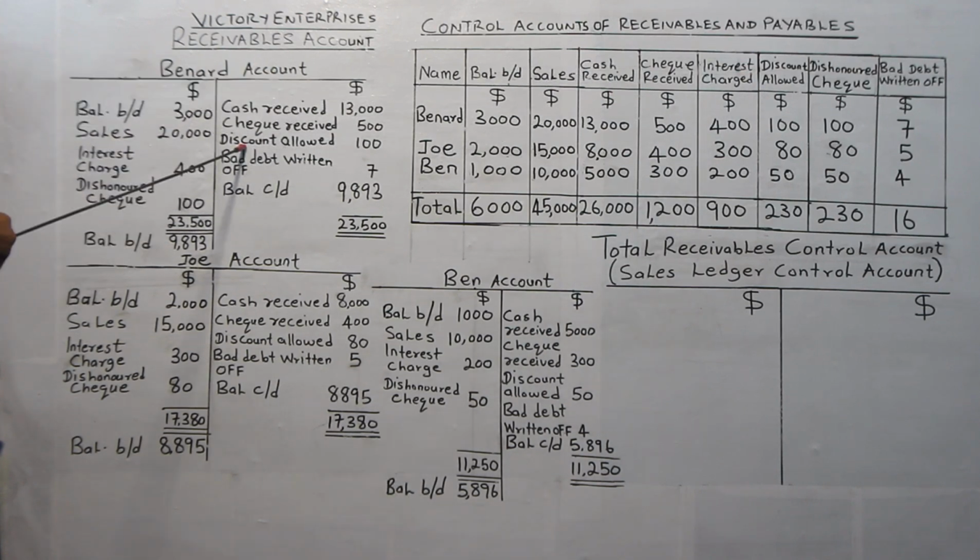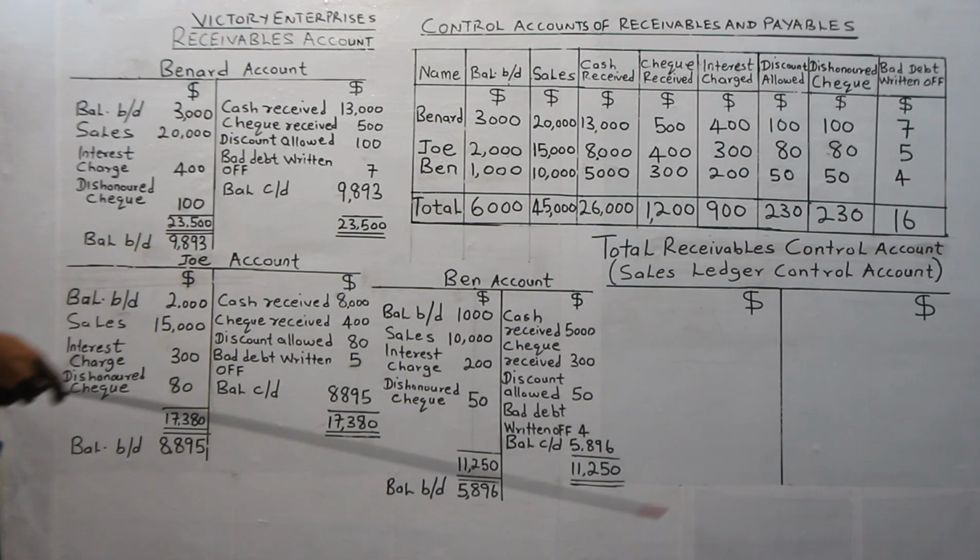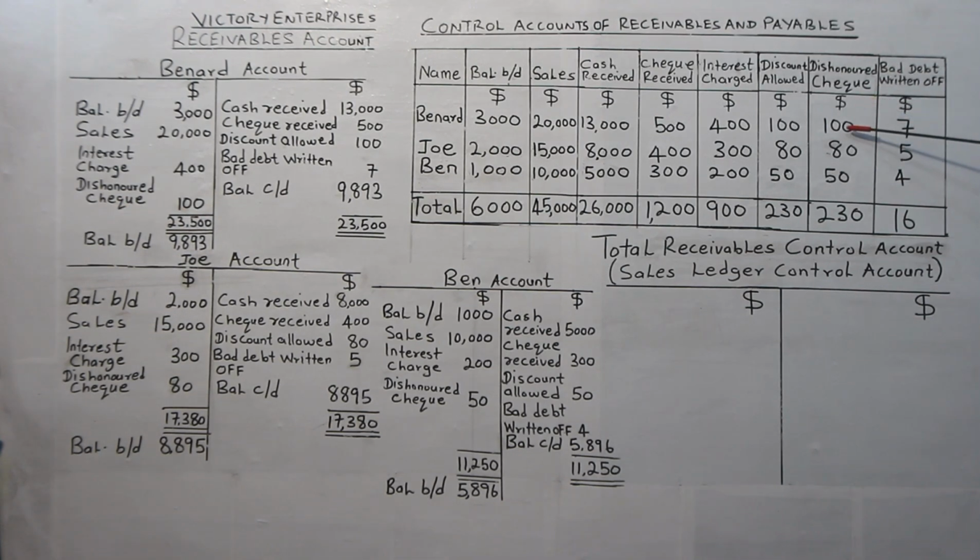Then we have discount allowed, which is 100. Taken to the discount allowed, you can see it's 100. Then we have dishonor check 100. So the dishonor check for Bennett is 100. Then we have the bad debt written off 7. You can see it here, bad debt written off 7 for Bennett. So Bennett transactions occupies this line.